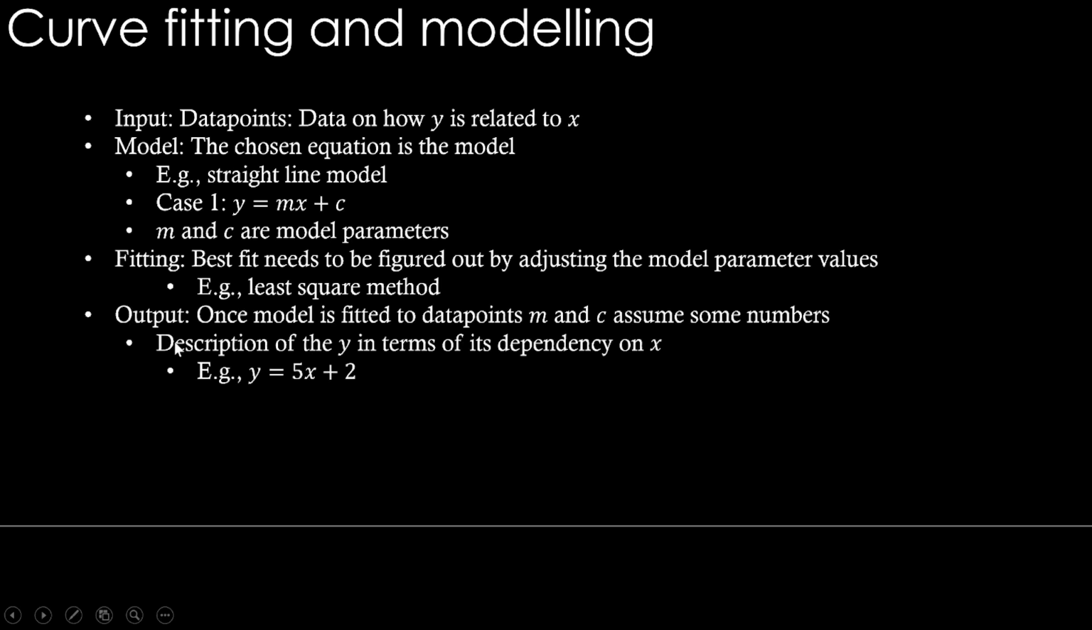Once fitting is done, we get the output. Once the model is fitted to data points, m and c assume some numbers. The description of y in terms of its dependency on x, basically the equation, for example y equals 5x plus 2. This is how you get the final output. This is called the description.